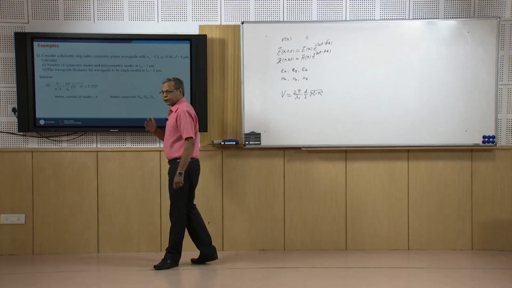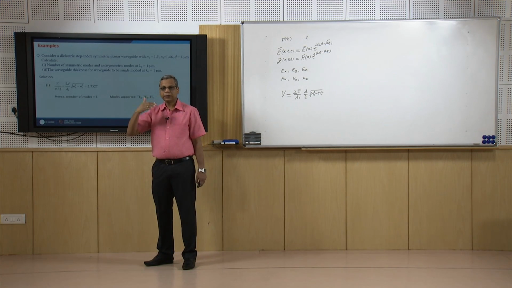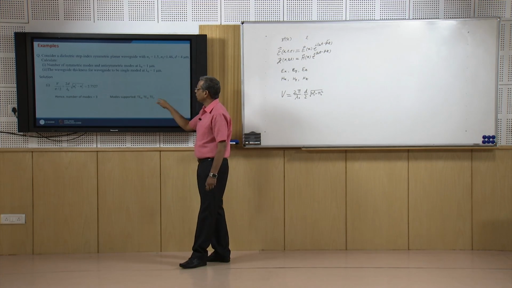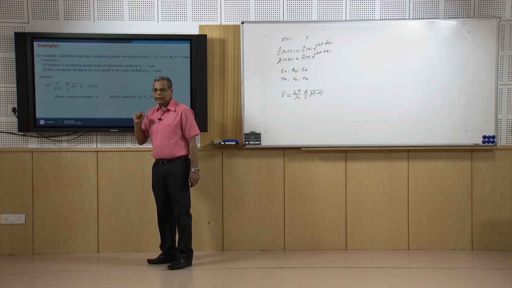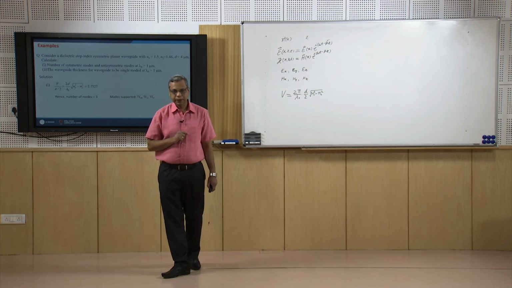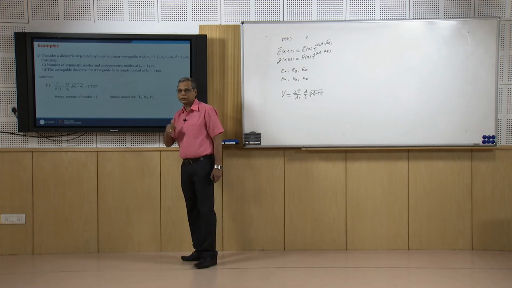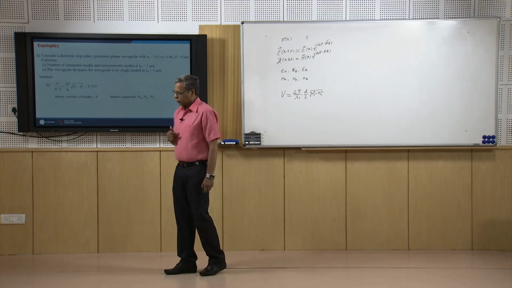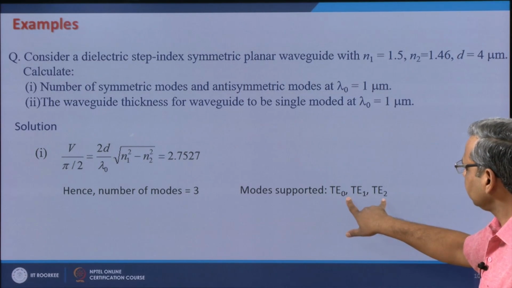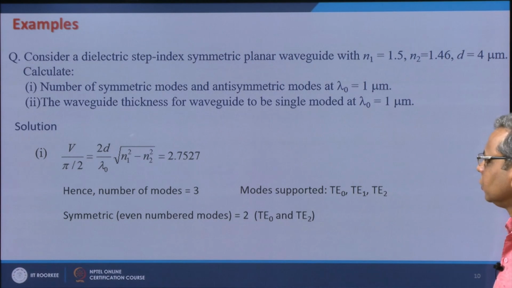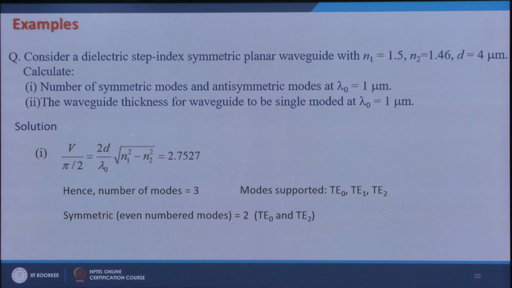Okay. If there are 3 modes, what modes are supported? Well, we start from 0. So, TE0, then TE1 and TE2, and we see that all the even numbered modes are symmetric modes and odd numbered modes are anti-symmetric modes. That is how we got the solutions also. So here we have 2 even numbered modes and 1 odd numbered mode. So we have 2 symmetric modes and 1 anti-symmetric mode.